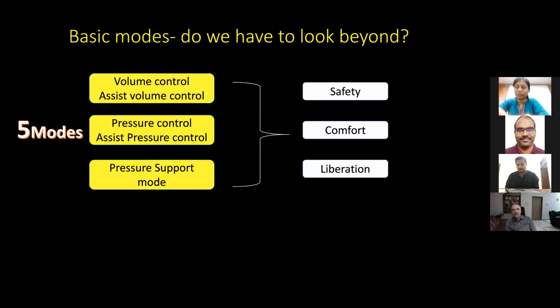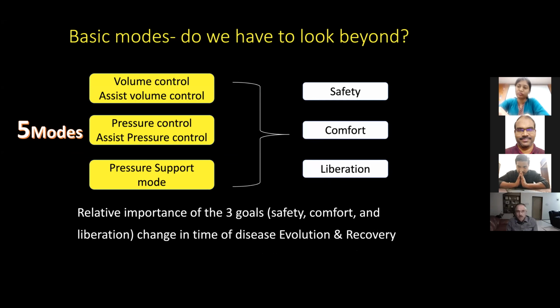Okay, right. So when we think of basic modes and when we tend to ventilate patients, we only look at 3 components: safety of the lung or safety of the patient, comfort, and liberation. The question is, do these modes provide all 3? Do we have to look beyond this? Do we require any new modes? Will these modes do all the work is the next question, isn't it?